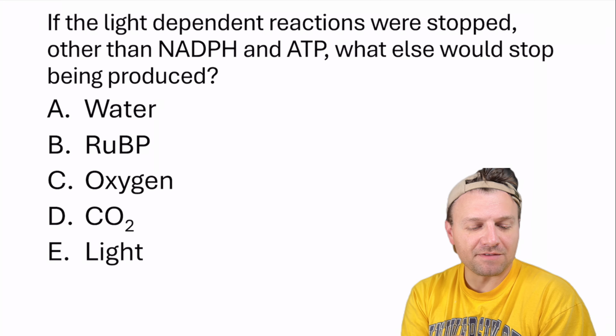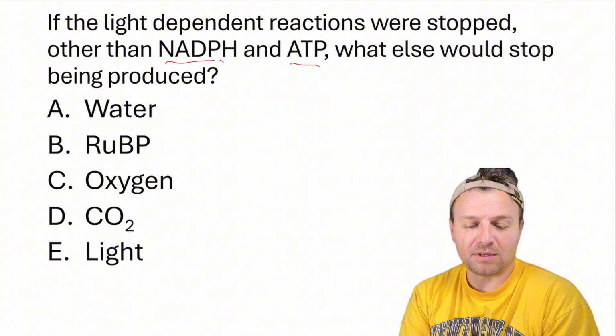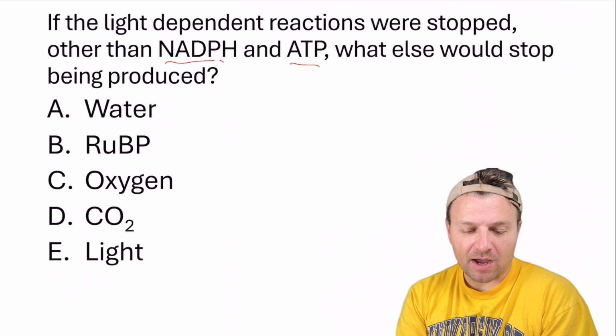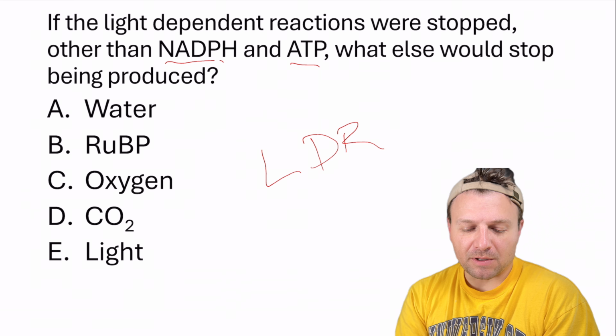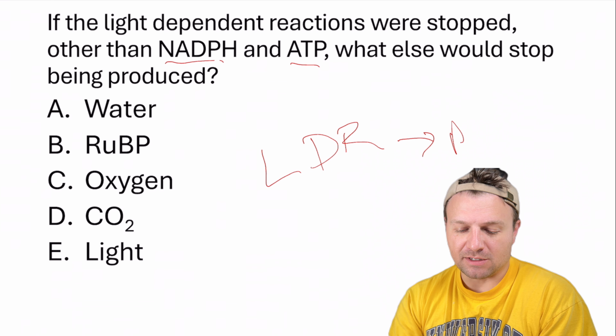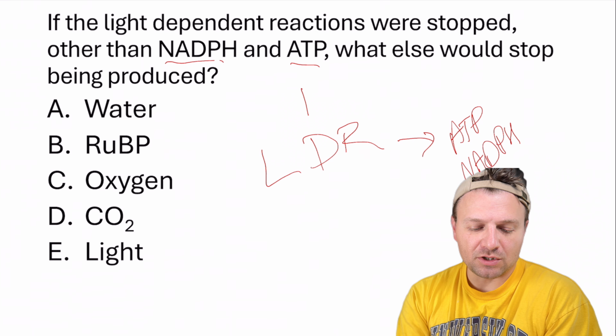And here's the second question. If the light-dependent reactions were stopped, other than NADPH and ATP, what else would stop being produced? So again, we're thinking about the light-dependent reactions. Well, we know that the light-dependent reactions are going to produce ATP and NADPH. They're also going to use two things.